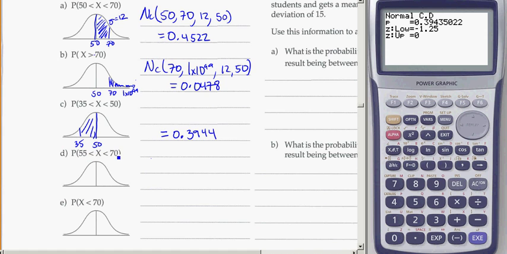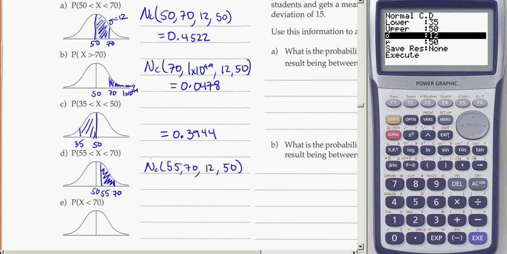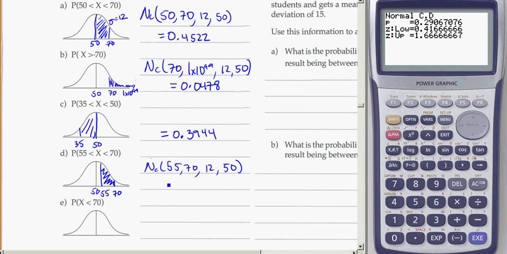55 and 70 are my lower and upper limits, so x is sandwiched between those. 50 is in the middle again, 55 is slightly above that, 70 is somewhere up above. So I want something between those. Again, that's going to be between 55 and 70. All that information stays the same. 55 and 70. And here my probability is going to be 0.2907.